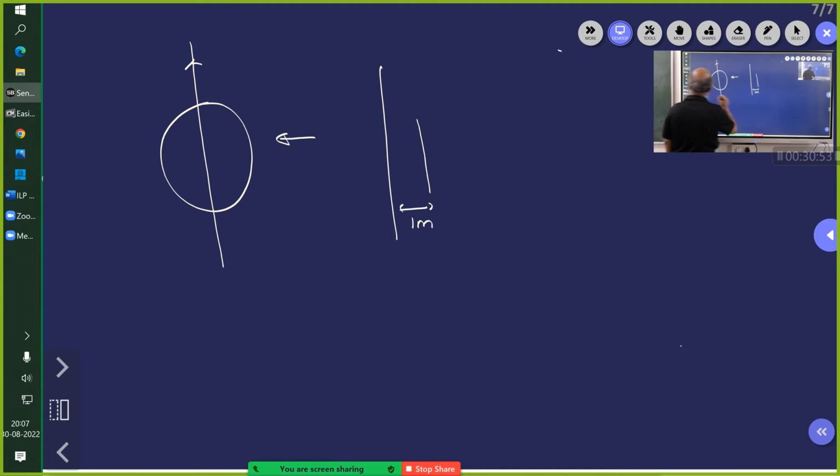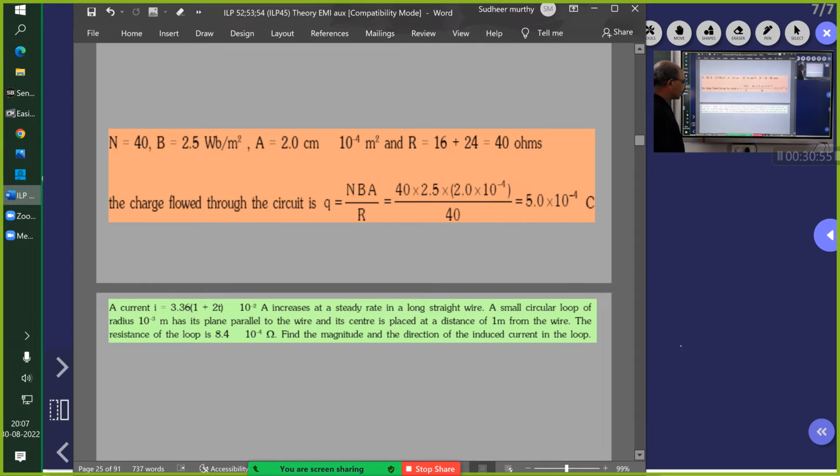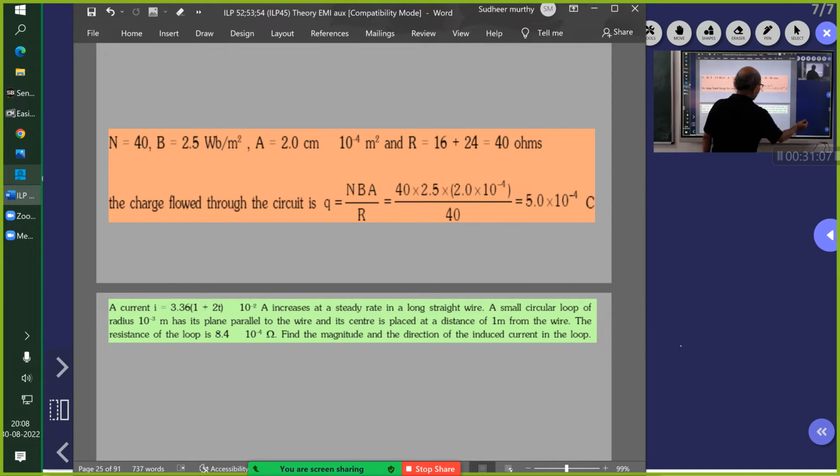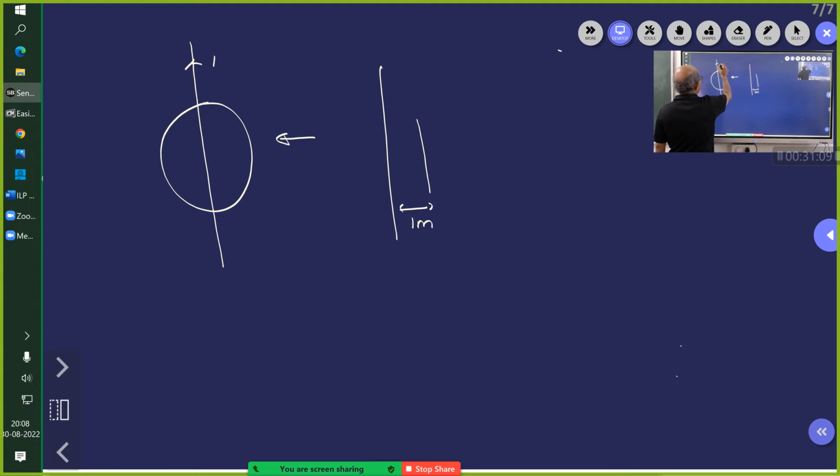1 meter or whatever it is. Then the resistance of the loop they have given. Then find the magnitude and direction of the current in the loop. So here they have given the value of the current in this wire, this distance d is 1 meter, and the resistance of this loop they have given. So how do you go about doing this?